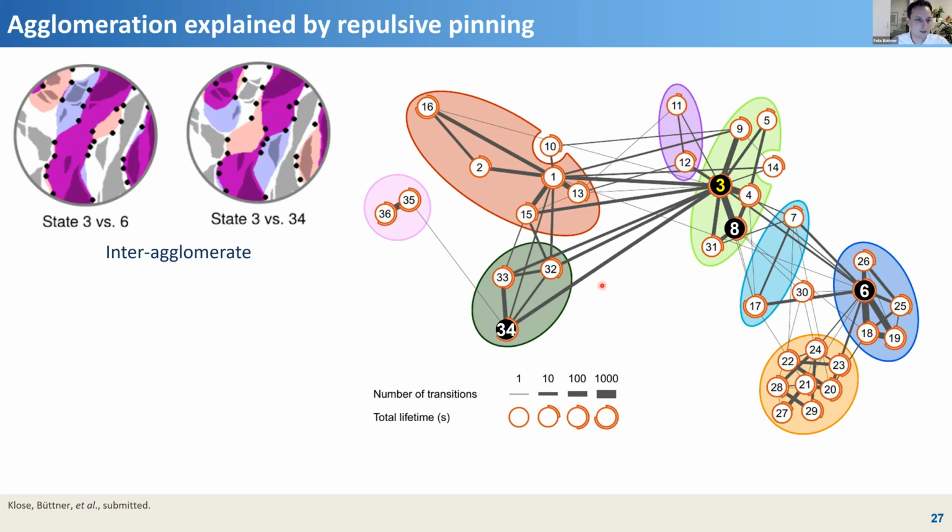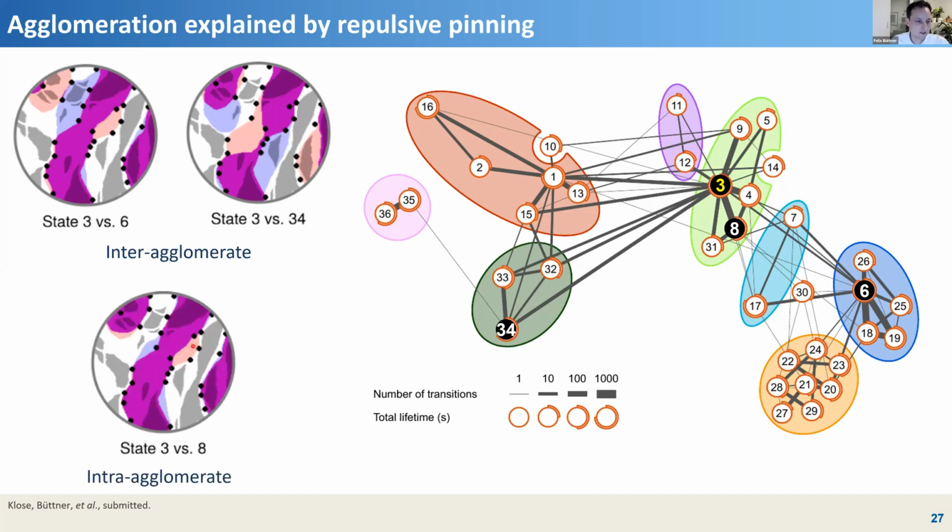Now, if we look at state 3 and 8, we find that there is no repulsive pinning site separating these two states. So all the changes here only involve attractive pinning sites, but no repulsive pinning sites. And that is why these states belong to the same agglomerate. That's why we have very frequent transitions between them, and that's why we have fewer transitions between these other states.